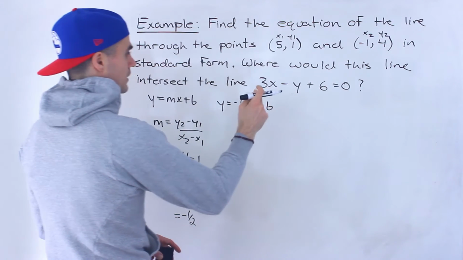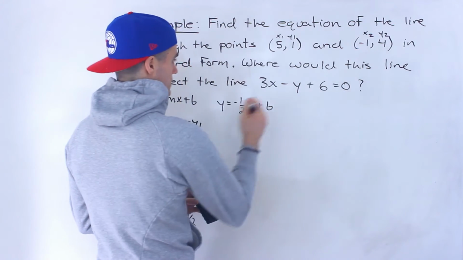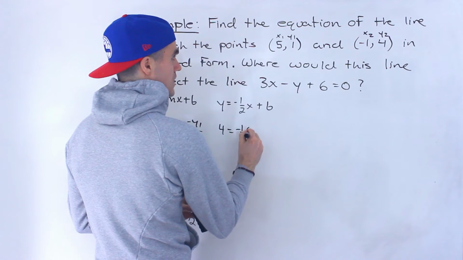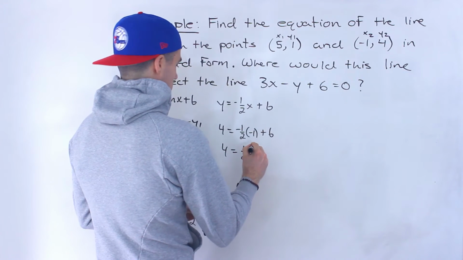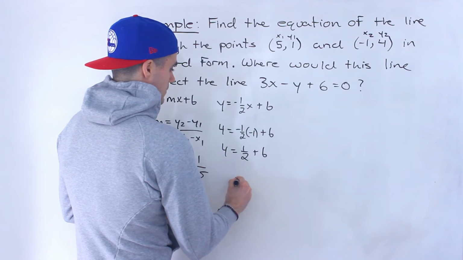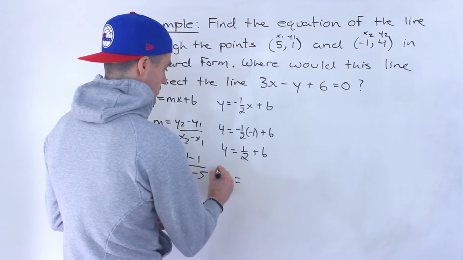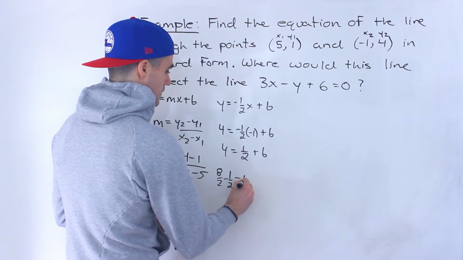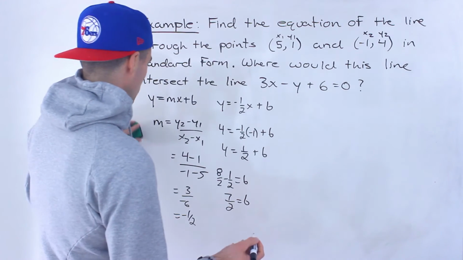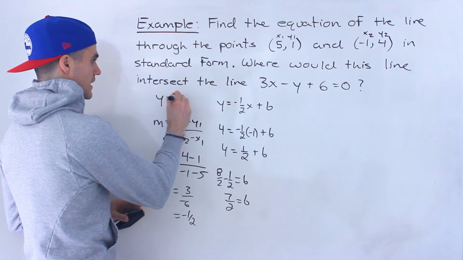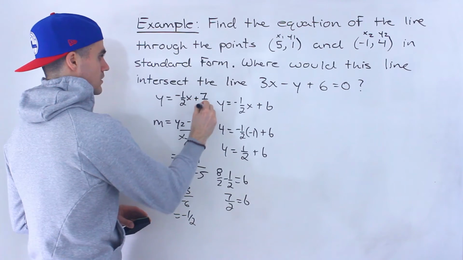Then what we can do is plug in either one of these points and solve for the b value. I'm going to plug in this point. So I'll have 4 = -1/2 times -1 plus b. So we'll have 4 = +1/2 plus b. So we would end up with 4 minus 1/2, which would be 3.5. So it would be 8/2 minus 1/2. So we would end up with 7/2 equaling the b value. All right, so we would end up having y = -1/2 x + 7/2.